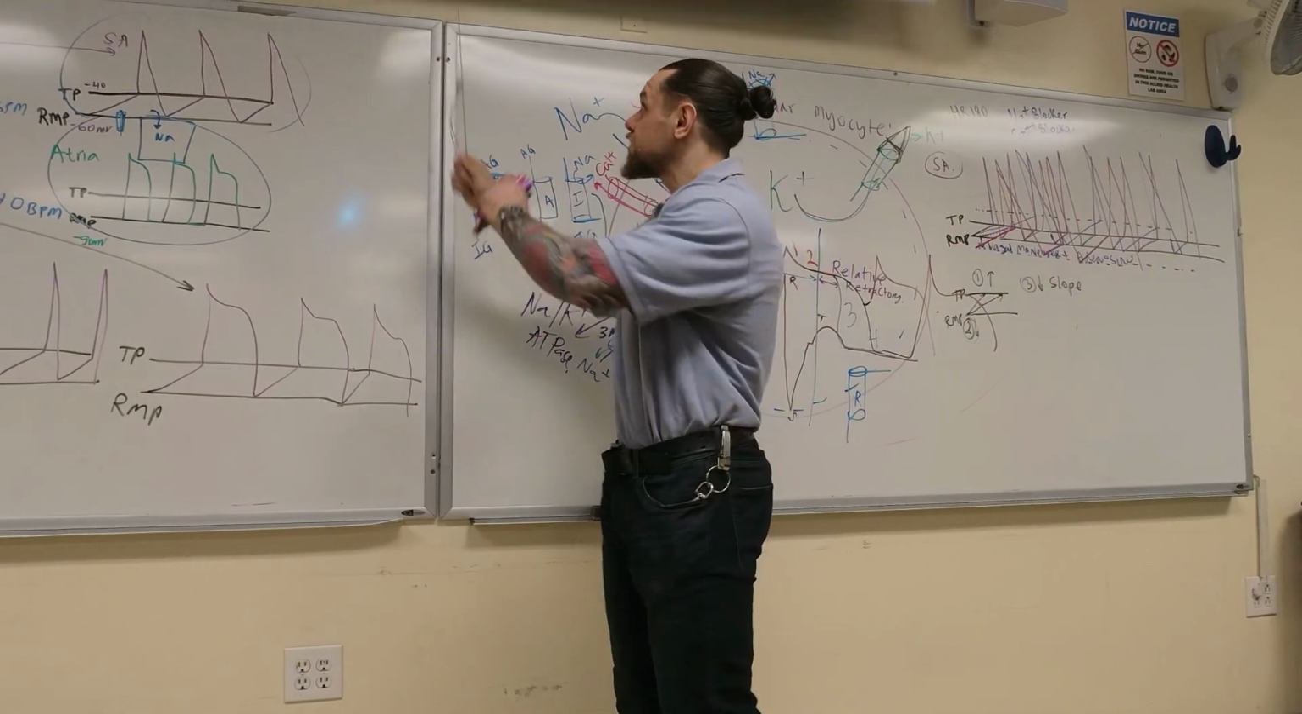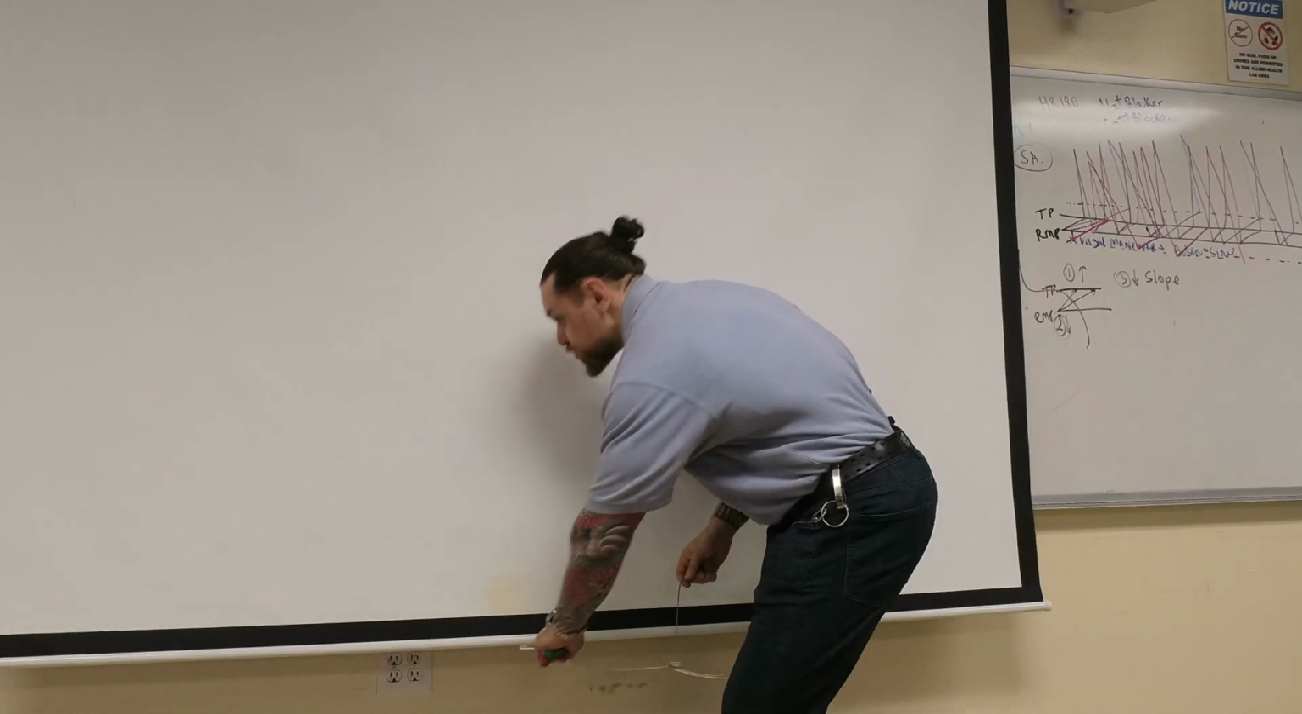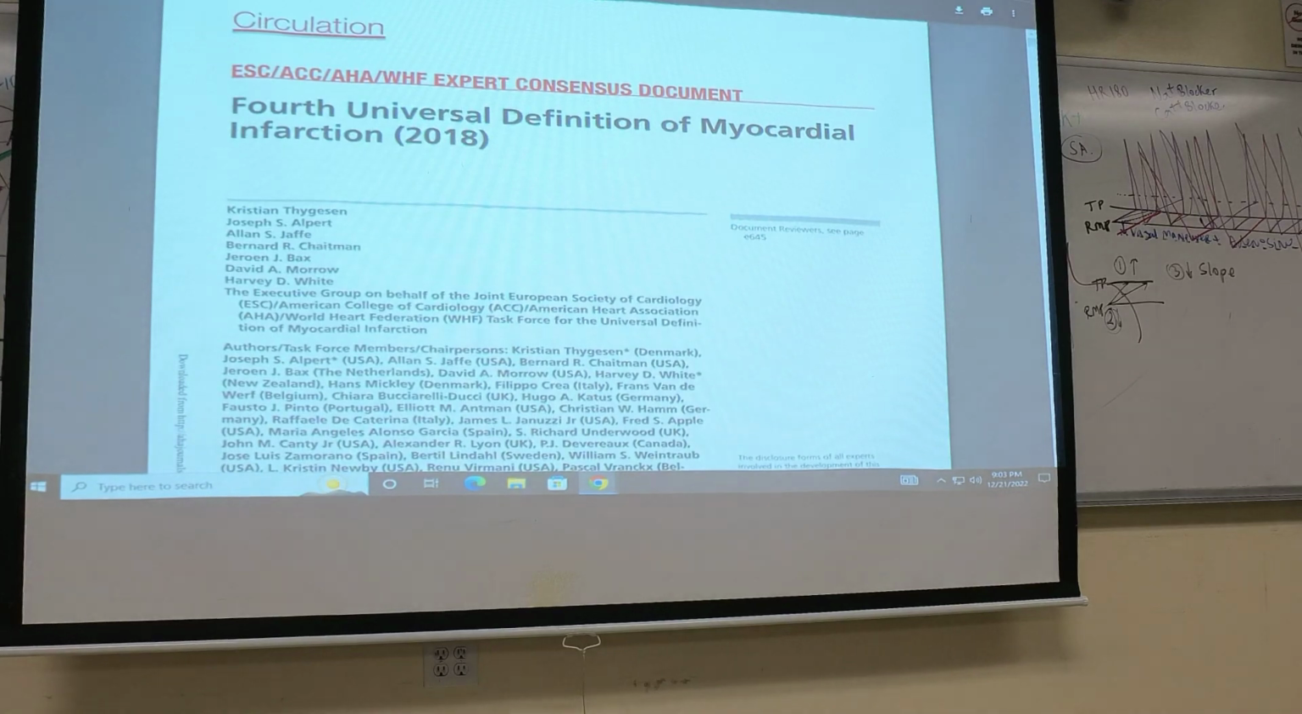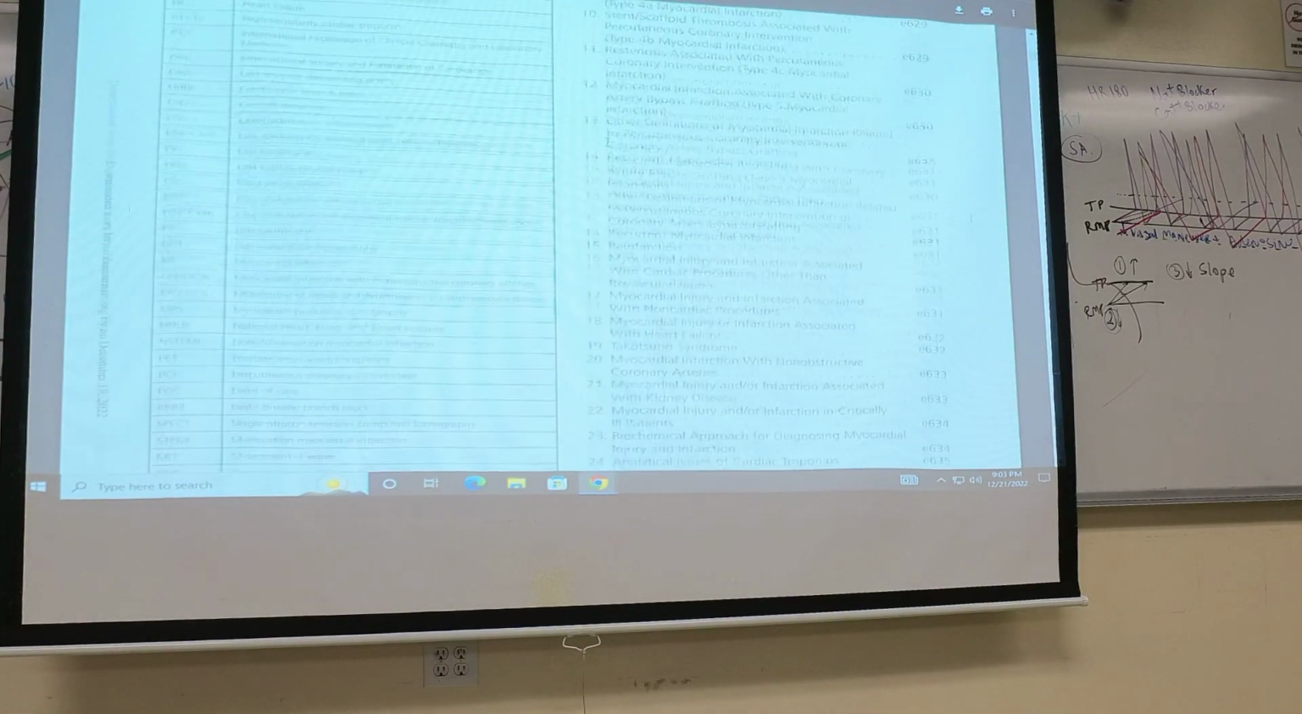STEMI. So I'll show you something. You were not told this, but I think it's important for you to know. We learned a lot. Right, so this is called the fourth universal definition of MI, if you want to look this up.